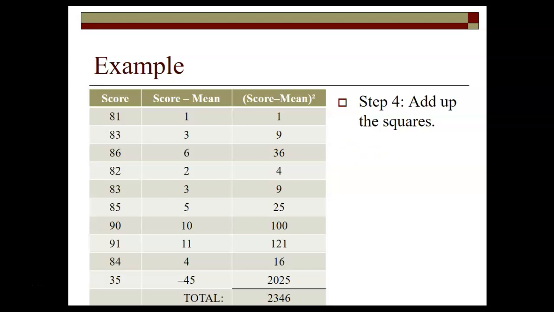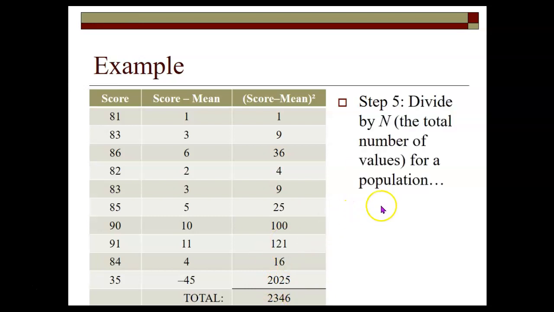Okay, now we're ready for step 5. That's where we take this total, and if we're working with a population, trying to find the population standard deviation, we just divide by the total number of values, which is 10. So 2,346 divided by 10 is 234.6. And if what we wanted was the variance, that would be it. The population variance is 234.6.